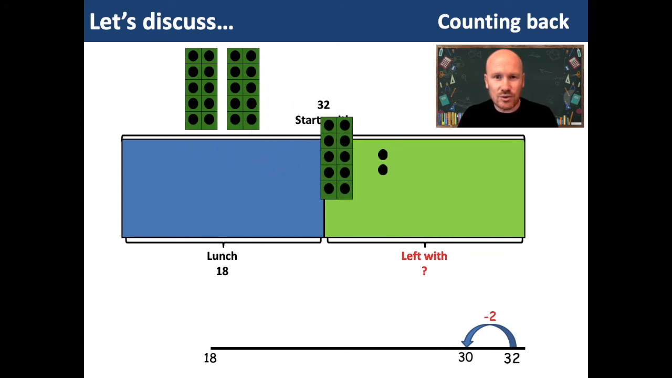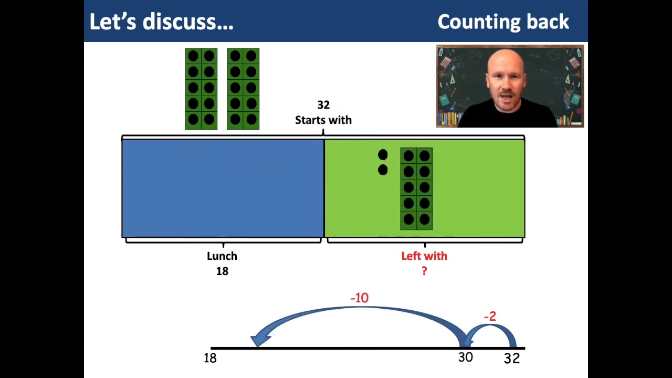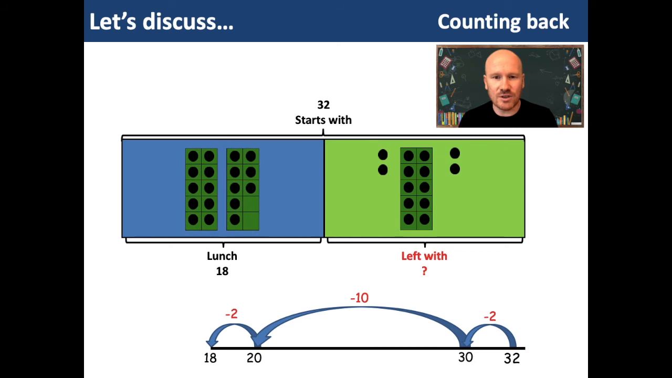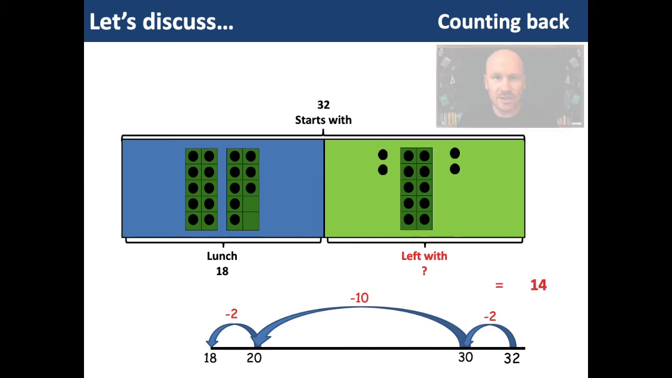The next thing I might do is count back 10. And when I count back 10, I'm now at 20. I've still not reached 18. How many more do I need to count back? I need to count back another 2, which gets me down to 18. So you can see there, we're left with the 18 for his lunch. And how much did we need to count back in order to do that? Well, I can add up the 2, the 10, and the 2 to get 14. Exactly the same answer as we got with the previous 2 strategies.